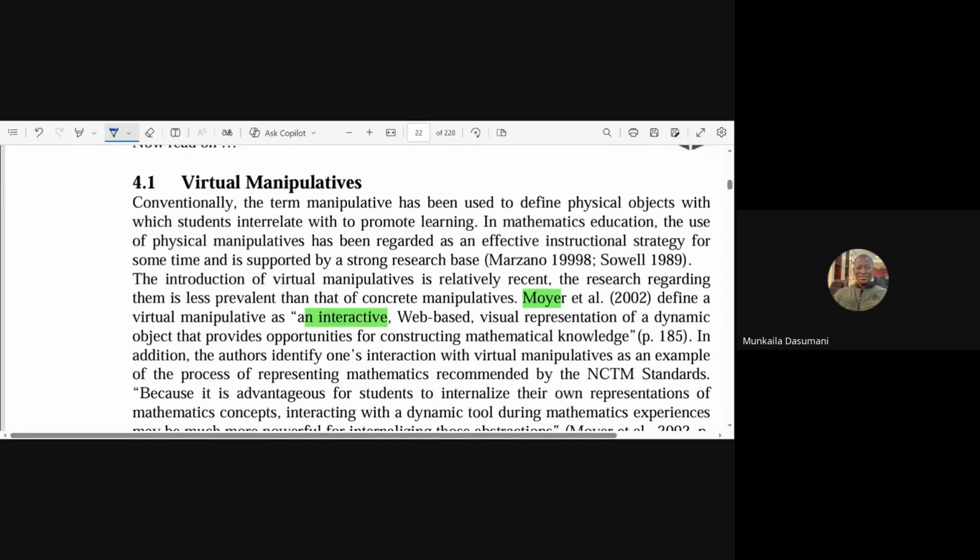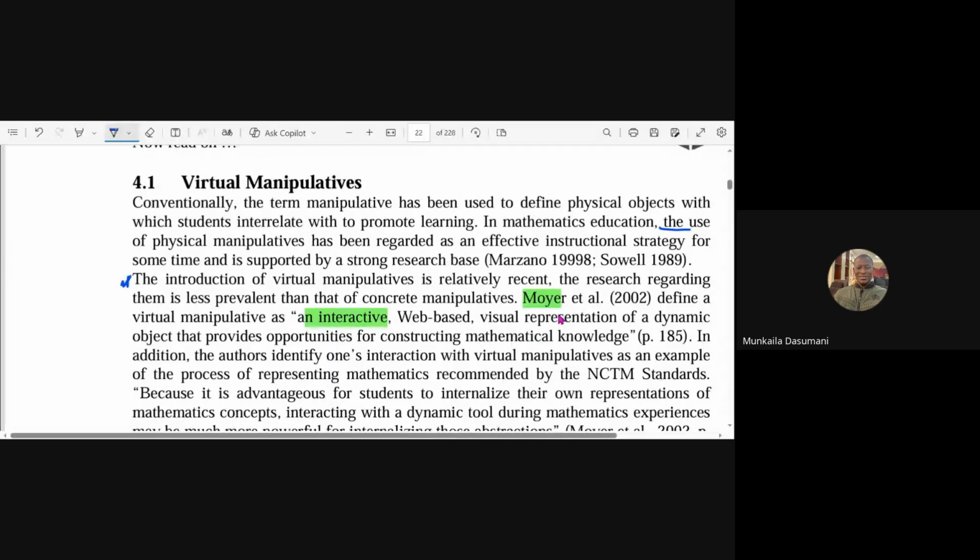In mathematics education, the use of physical manipulatives has been regarded as an effective instruction strategy for some time, supported by a strong research base. So we know the physical ones, we have talked about them. Now, the introduction of virtual manipulatives came in recently, and people are still doing a lot of research about that.